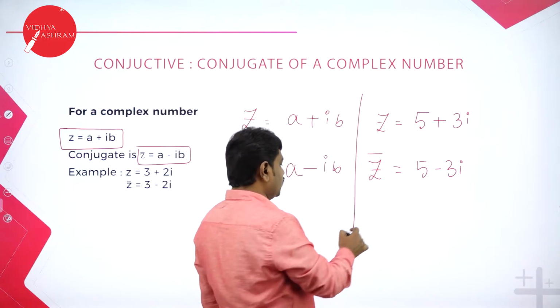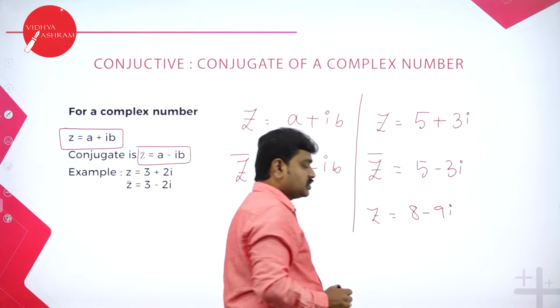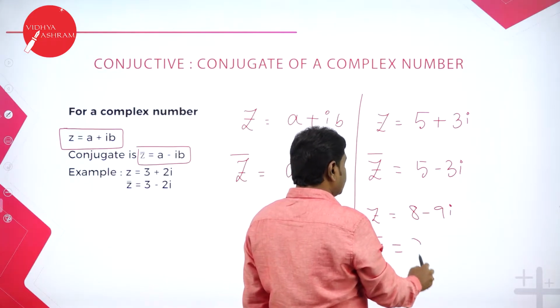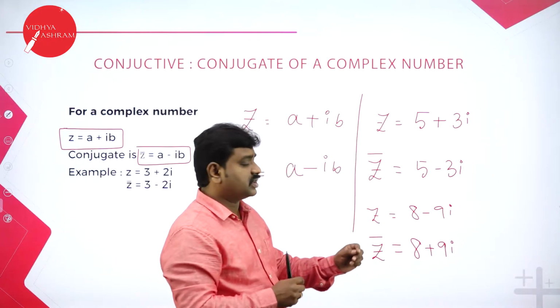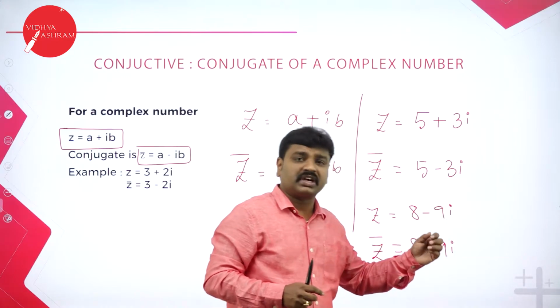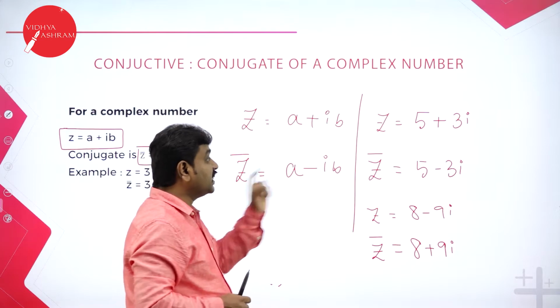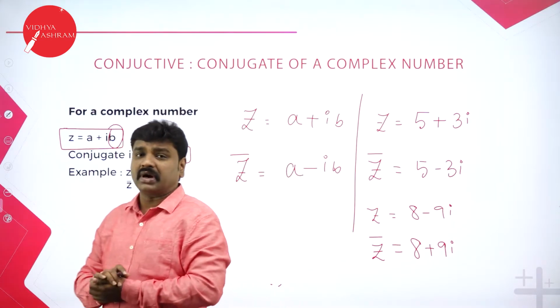Or if they give z is equal to 8 minus 9i. So z given is 8 minus 9i. Z bar, the conjugate of this, is 8 plus 9i. Conjugate means what? Sign change. The coefficient of i, if it is positive, make it negative. If it is negative, make it positive. But you should not change the real part. You know, in a plus ib, b is called the imaginary part.